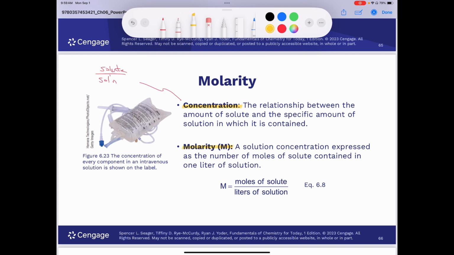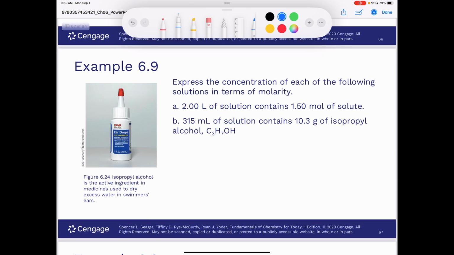Molarity is when a solution's concentration is expressed as the number of moles of solute contained in 1 liter of solution. Put another way, it's the number of moles of solute per liter of solution. So molarity, big M, is the number of moles per liter. I've got my calculator here with me. Let's see if we can solve a couple of problems.